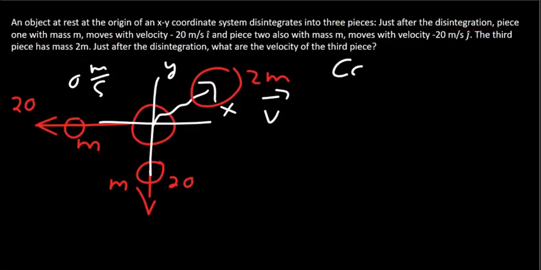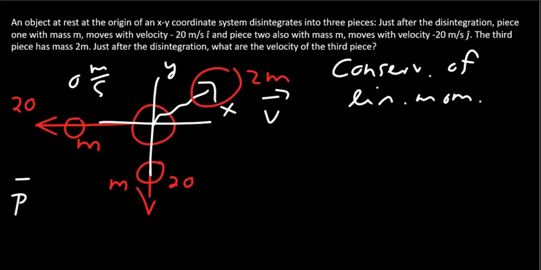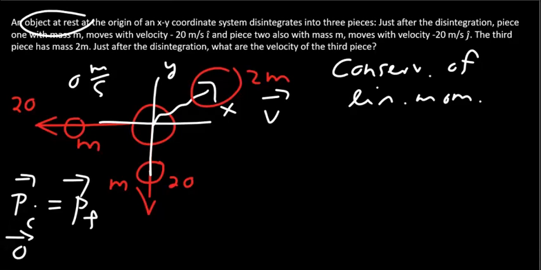What we have to do here is apply the principle of conservation of linear momentum. Conservation of linear momentum says the initial momentum of the system must be the same as the final momentum of the system. Initially, we know the object is at rest, so there is no velocity. That means its linear momentum is also identically zero. So if momentum is conserved, namely if there is no external force or net force acting on this object, then the final momentum must also be zero.